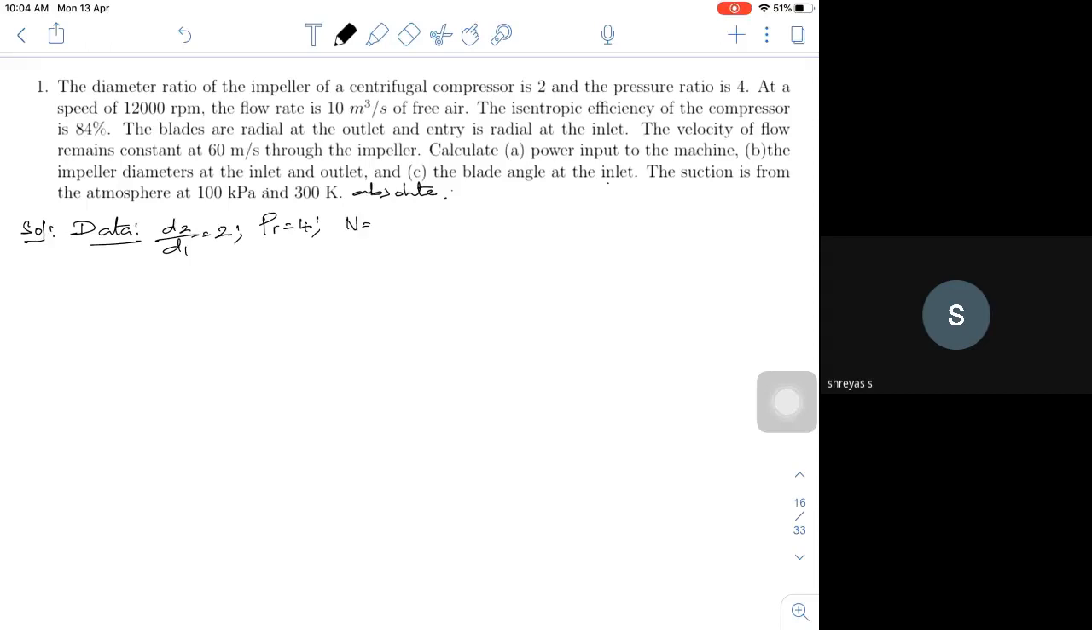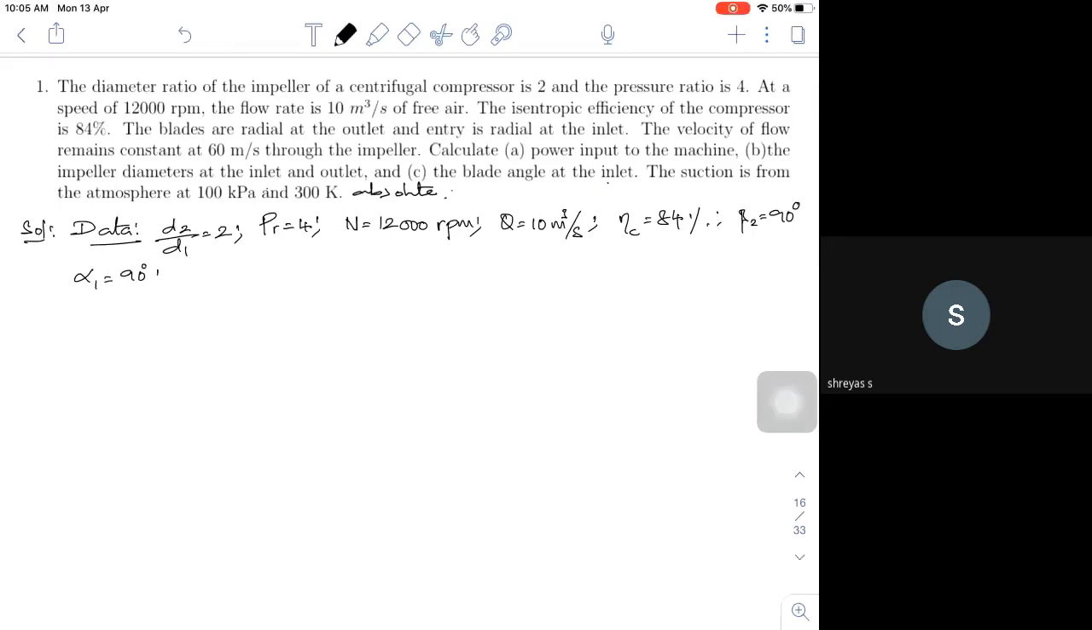N is equal to 12,000 rpm, and my Q is 10 meter cube per second, and my compressor efficiency is 84%, and it is radial at the exit, that is my beta 2 is equal to 90 degrees, and it is entering at an angle, that is, if I take Vw1, that is your alpha 1 is equal to 90.